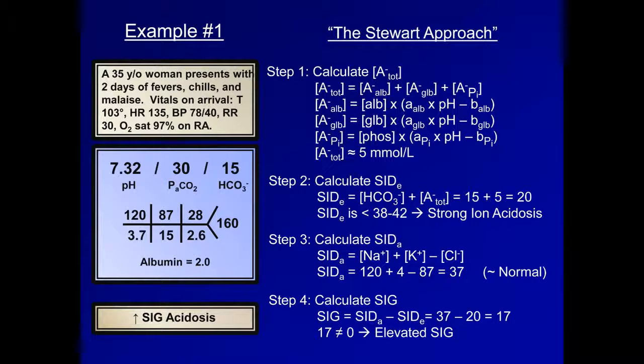With this example, which is actually a rather straightforward acid-base abnormality, you will probably find the Stewart approach to seem unfamiliar, non-intuitive, and cumbersome, especially with the calculation of A total, which really cannot be done efficiently without the aid of an application specifically designed for this.